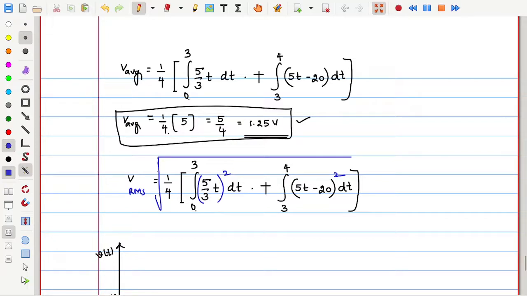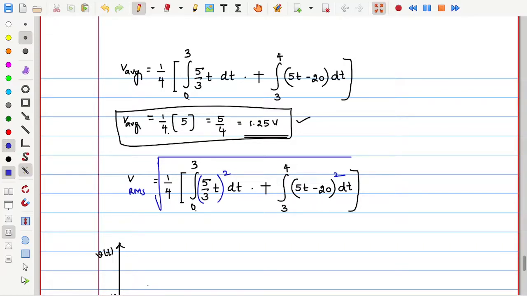How much is this value? Evaluate and tell me. So let me take this again in this way, 1 by 4 into this integration. Then tell me how much we will get. Try all of you. This is 5 by 3 into x square. Square is important. And limits are 0 to 3.